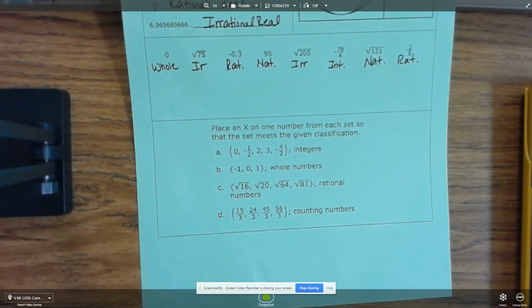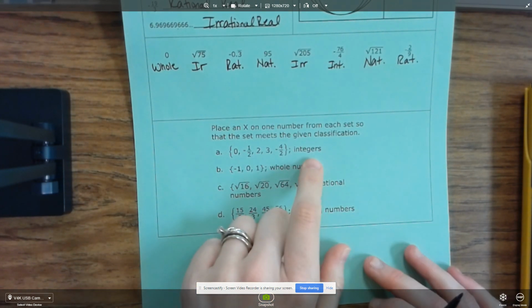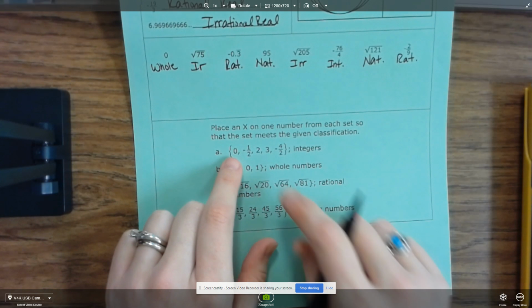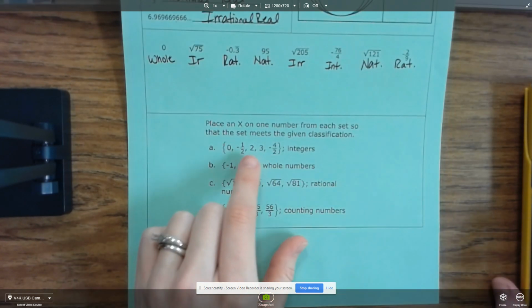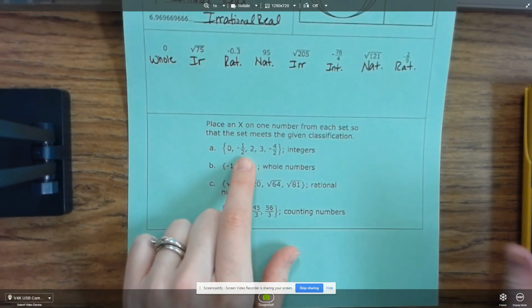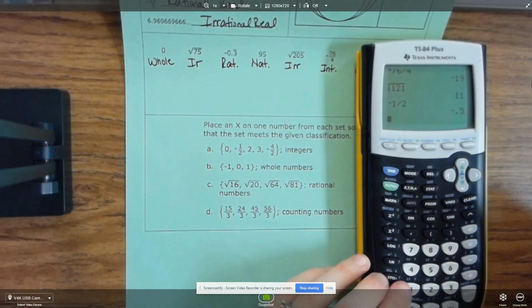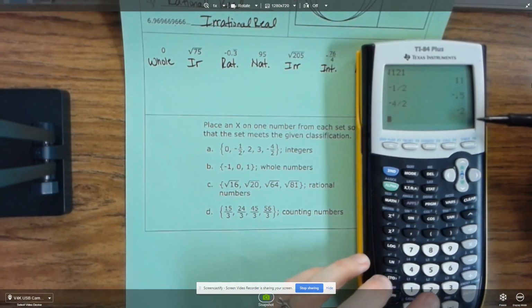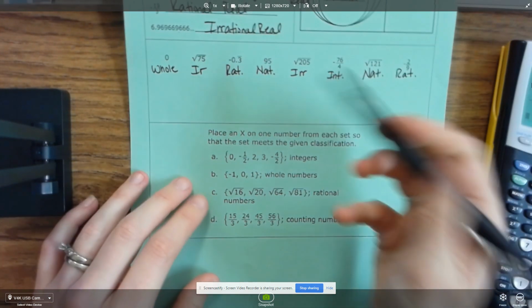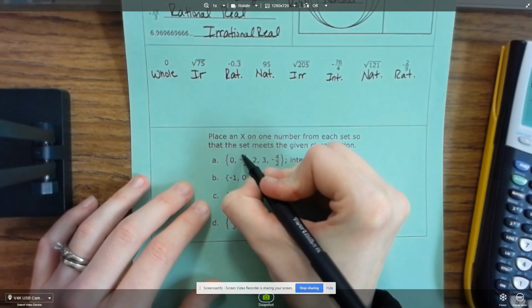So it says place an X on one number from each set so that the set meets the given classification. So for this one, I need integers. So 0, 2, and 3 are all integers. And then so I've got to decide between a -1/2 and -4/2. So -1/2 is a decimal. -4/2 is not. And so -4/2 is an integer.